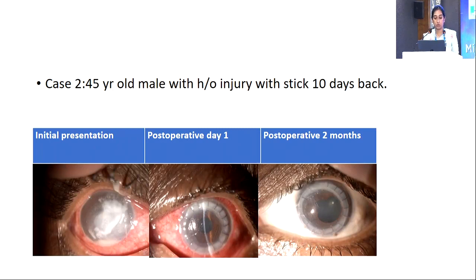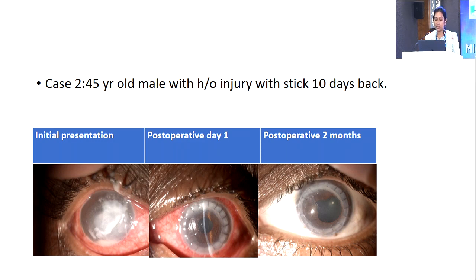This is case 2, a 45-year-old male who presented with a history of injury with a stick 10 days back. He also presented with the same complaints of severe pain, redness and watering in the right eye. There was an infiltrate of about 6 by 6 mm with peripheral furrowing and a gutter-like appearance, along with a hypopyon of about 1 mm in size.